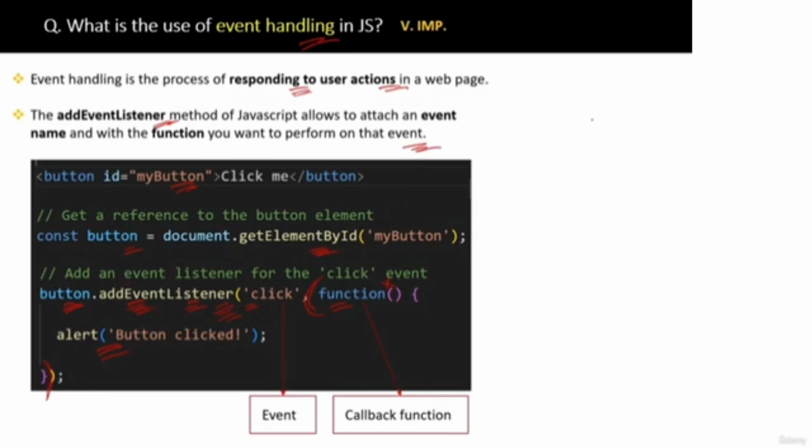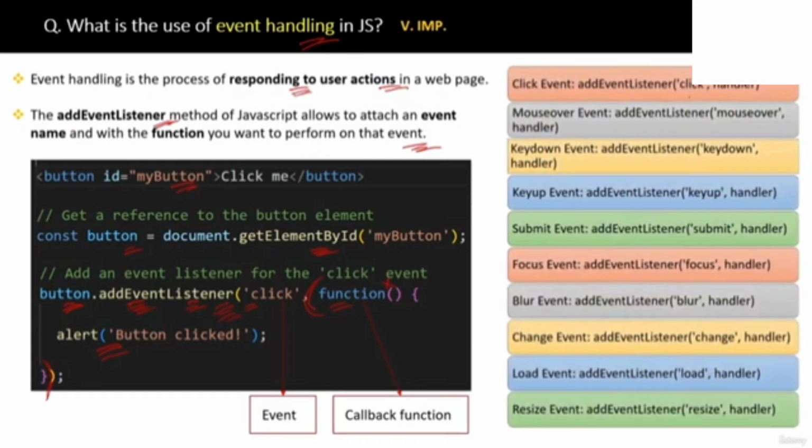Okay. Apart from click, here is the list of the top 10 events. Like click event, mouse over events, key down, key up, submit, focus, blur, change, load, and resize events. There are many more, but these are the most used ones. And we can use addEventListener to handle these events, right? Now, when the event is triggered or happens, you can write some code to handle it as per your web application needs. Okay. So now I hope you know what event handling is and how callback functions help in event handling, right? That's it.